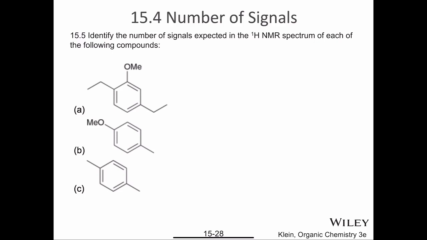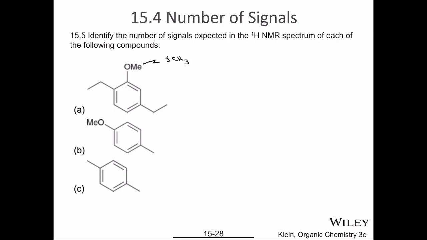Question 15.5 says, identify the number of signals expected in the proton NMR spectrum of each of the following compounds. So if we start with A, you can see that it has OMe, and by now you should know that Me stands for a methyl group, and you would remember that the 3 protons in a methyl group are always equivalent. So that's going to be one signal, so we have one.